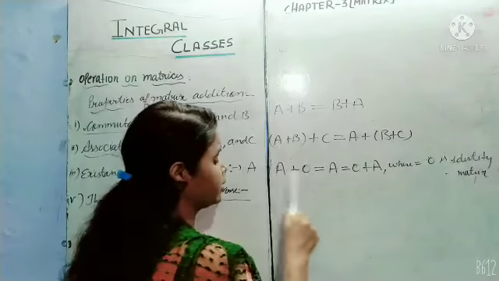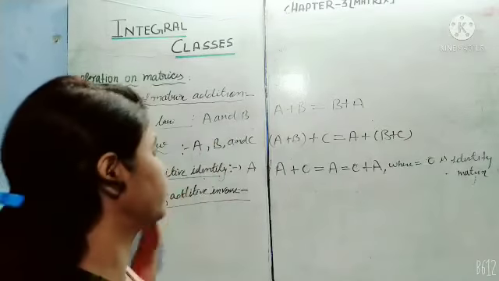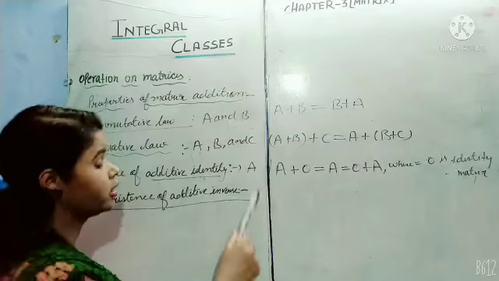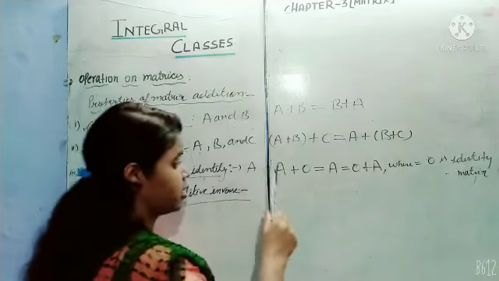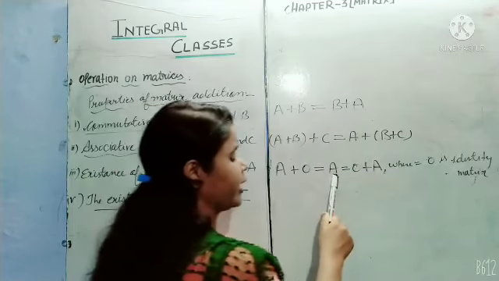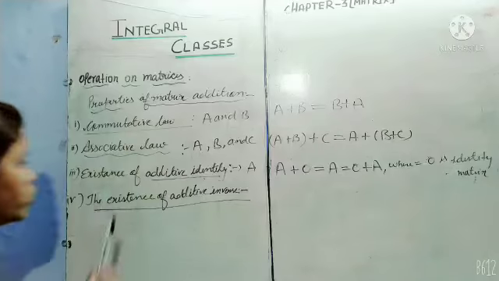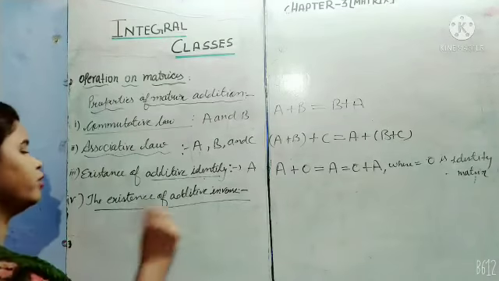So we will add them. How can we add? Same as we studied, we add the corresponding elements, then we get A again, and likewise 0 plus A. So 0 is the additive identity.